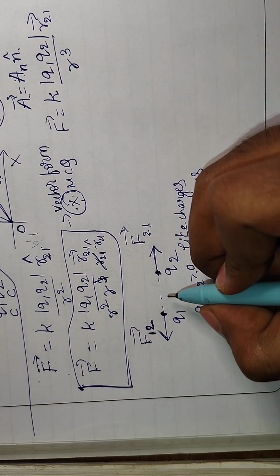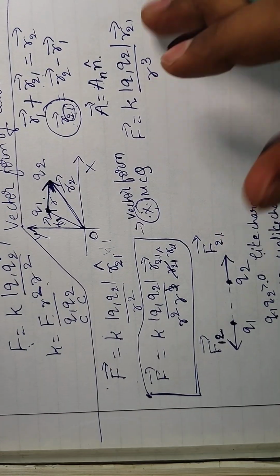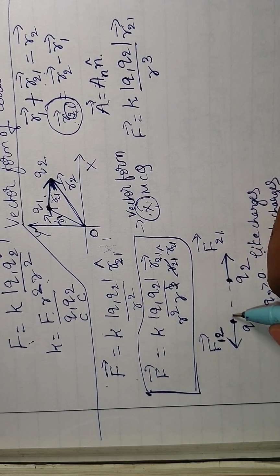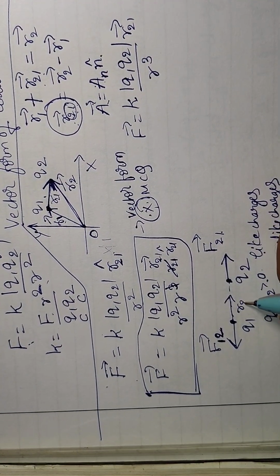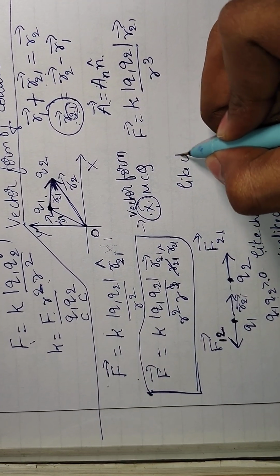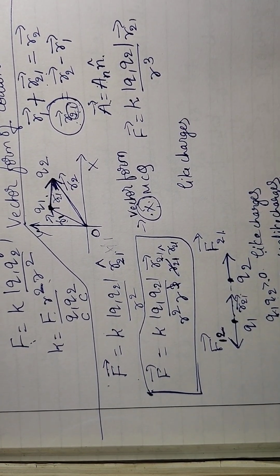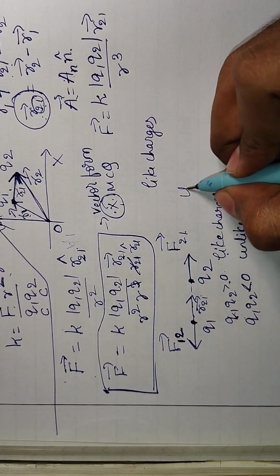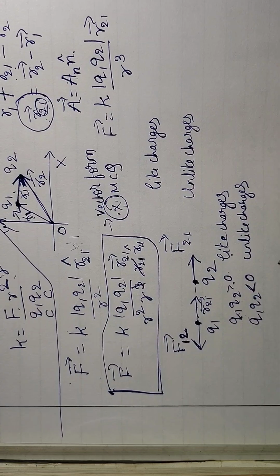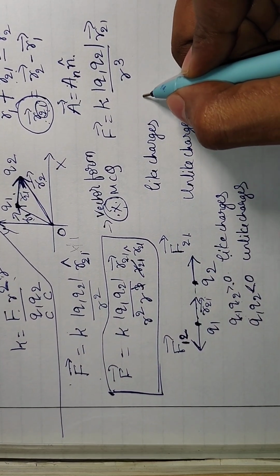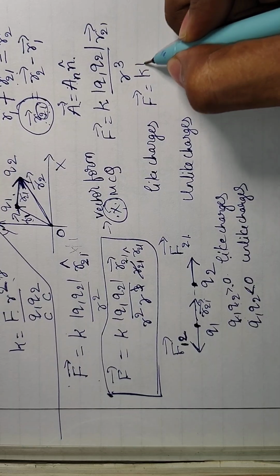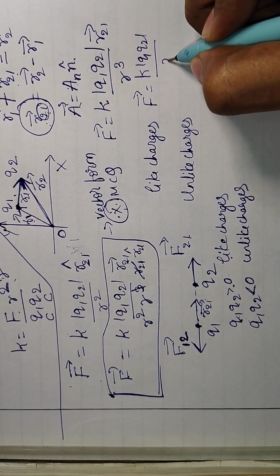Okay, now I have already told you here that this is the direction of R21 vector, that is, this is the direction of R21 vector. Now tell me, for like charges, how will you write the vector form of Coulomb's law? And for unlike charges, how will you write the vector form of Coulomb's law? For like charges, now you will write F vector is equal to K Q1 Q2 by R square.